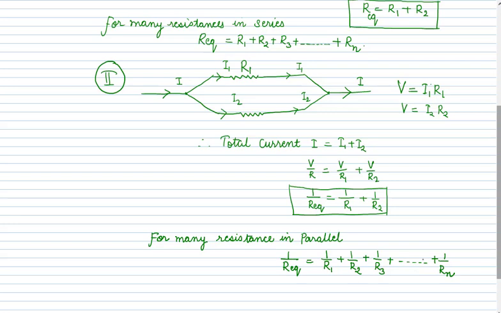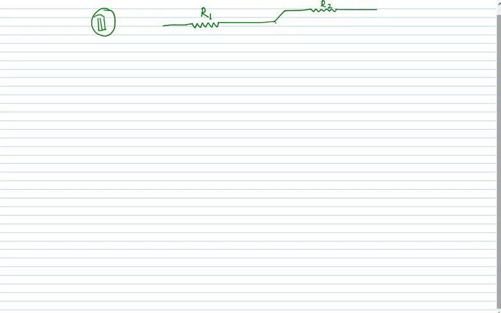Now we take a third type of combination, where we have a combination of series as well as parallel. So let us say that we are having this resistance R1 and this is in series with two more resistances which are in parallel. So R2 and R3 are in parallel combination and these two are connected in series with the resistance R1. So we have a combination of series and parallel.